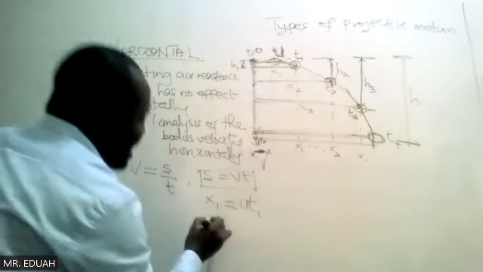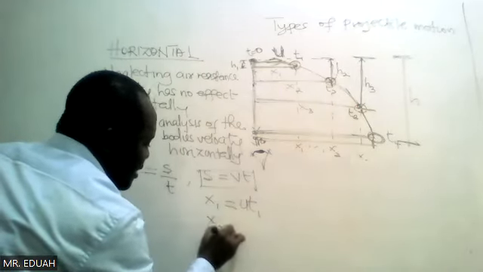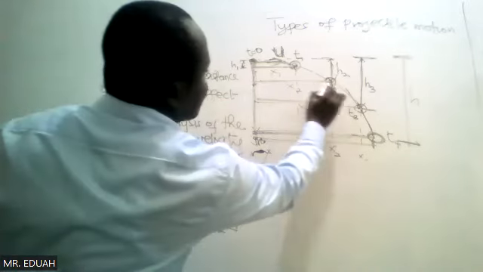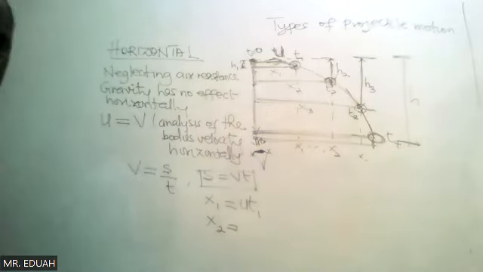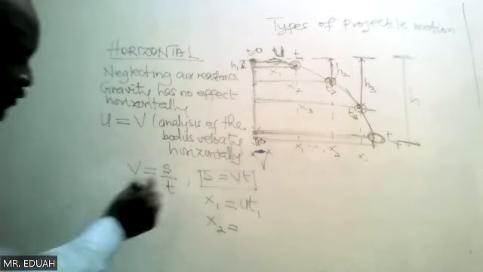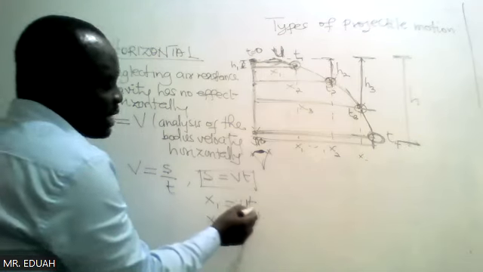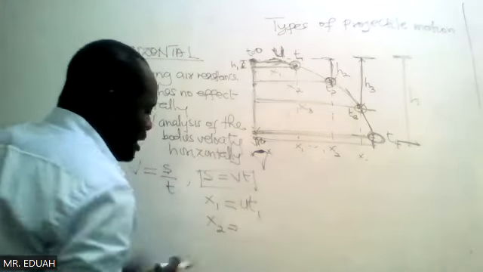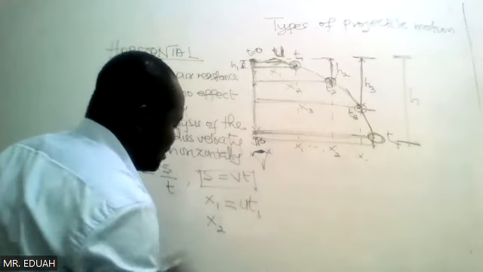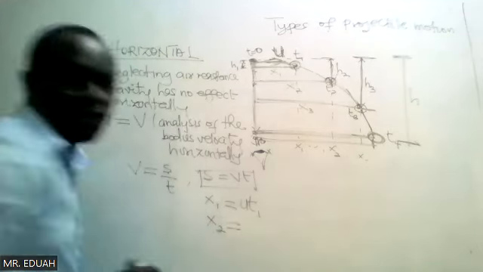Millicent, I want x2. Help me. I want the horizontal displacement x2. What do you think will happen? If x1 is equal to u times t1, then x2 would be equal to, let's try.